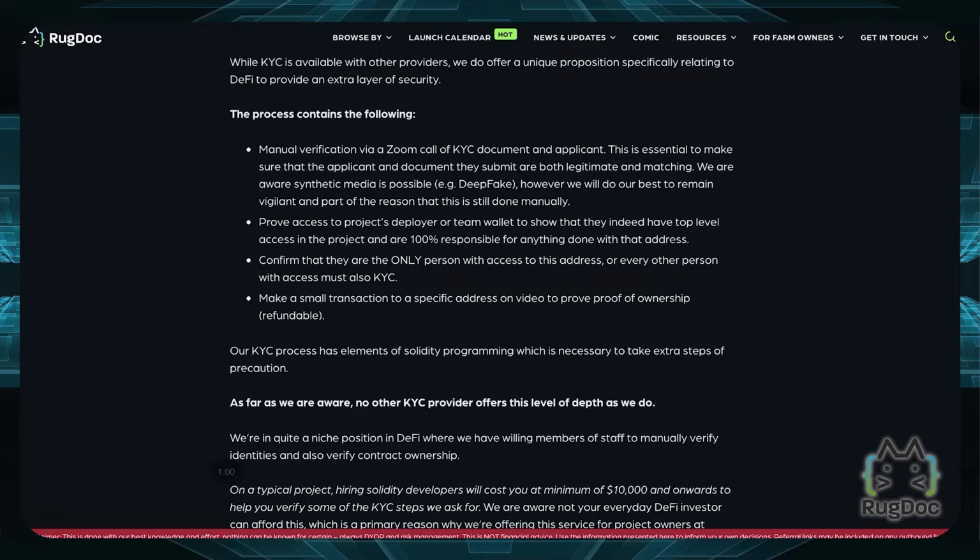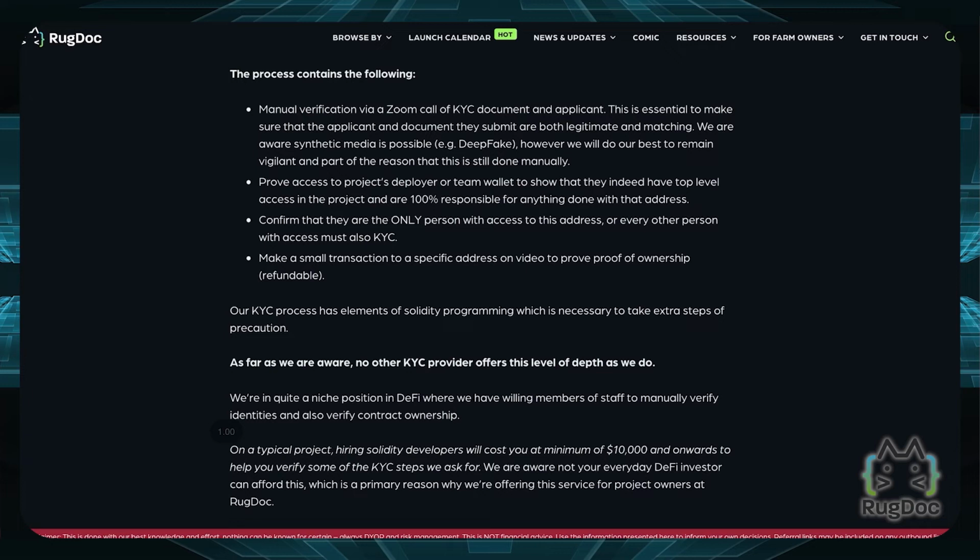Second, the developer has to prove access that they have the project's deployer or team wallet to show that they indeed have top-level access to the project and are 100% responsible for anything done with that address. Third, they have to confirm that they are the only person with access to this address, or every other person with access must also do a KYC. Finally, the developer must make a small transaction to a specific address on video to prove they have ownership. Of course, this is also refundable.